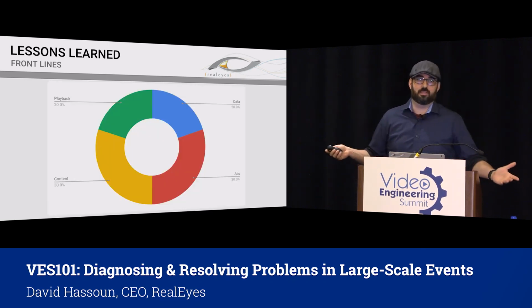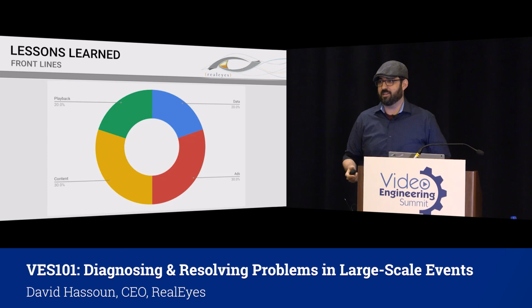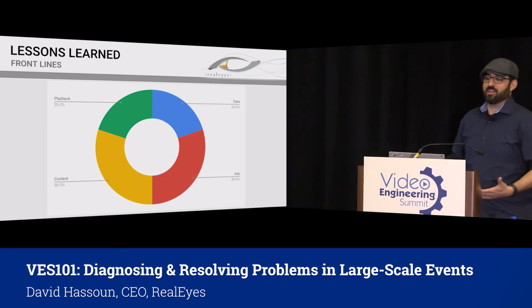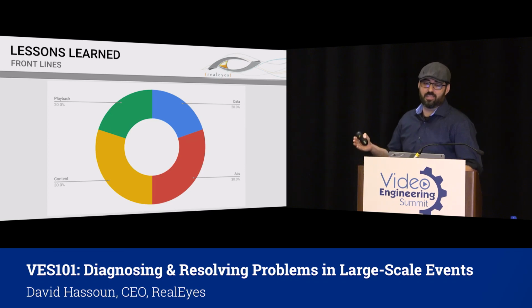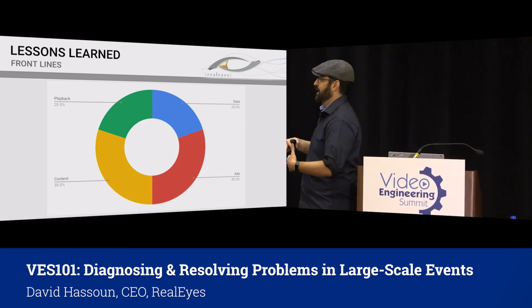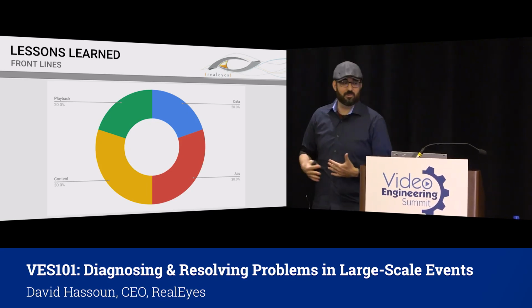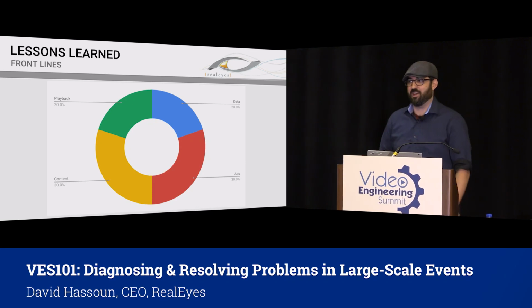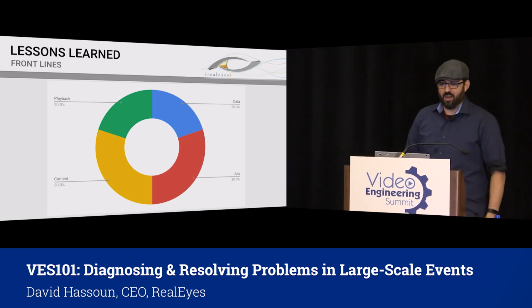It really just doesn't matter. I just wanted to have a chart in this presentation, so I kind of made up a different distribution. The truth of the matter, in my experience, is it's usually less on the data and generally the playback side. But ads and content are usually where we see a good chunk more, but it really just depends on the system that you have and what's set up with it.